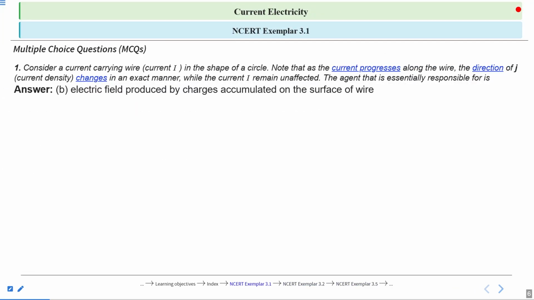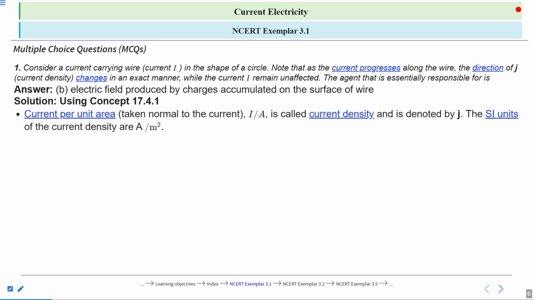Let's see the solution. So the correct answer is option B, electric field produced by charges accumulated on the surface of wire. Solution using concept 17.4.1. As we have discussed, in current electricity there are moving charges. But the option that is correct is electric field produced by charges accumulated on the surface of wire. So what are these charges we are going to discuss.